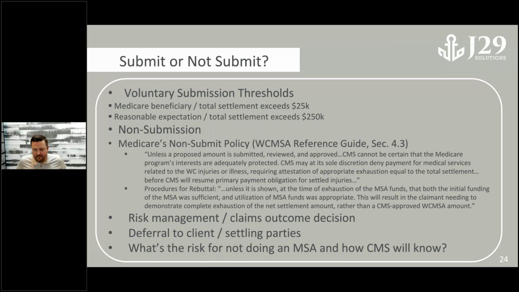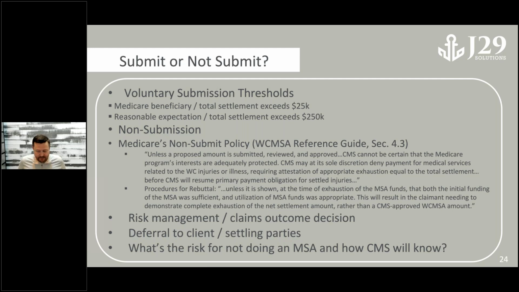There's a contractor that Medicare has called the Workers' Compensation Review contractor, and they will voluntarily look at these cases under 2 circumstances. If the applicant happens to be a Medicare beneficiary and the total settlement amount inclusive of the MSA exceeds $25,000, or the applicant has a, quote, reasonable expectation of Medicare enrollment within 30 months of the settlement, and the total settlement amount exceeds $250,000.